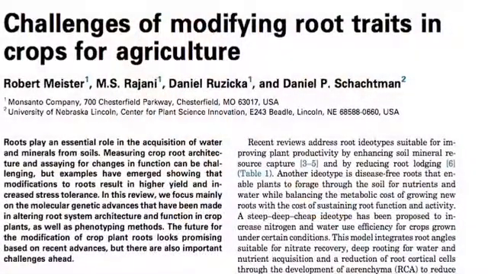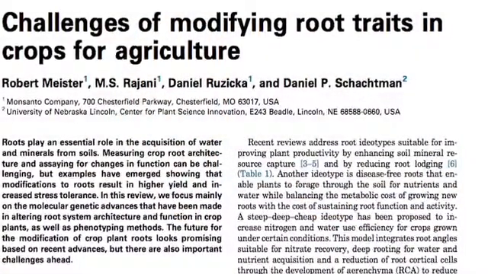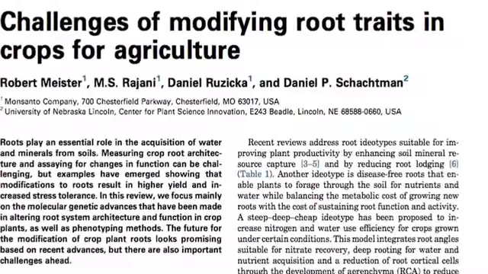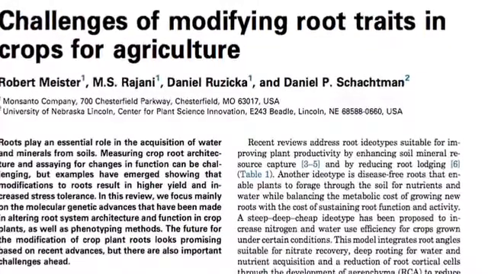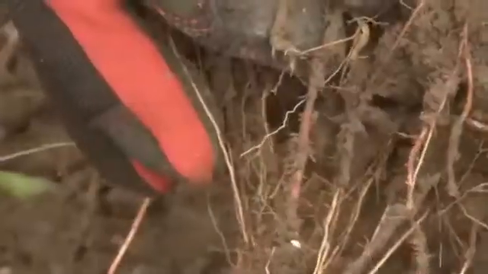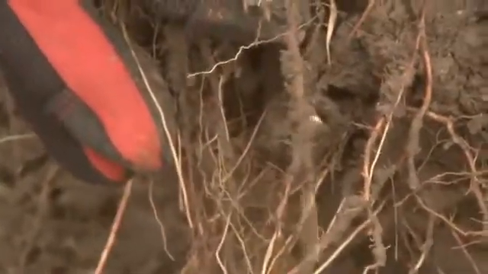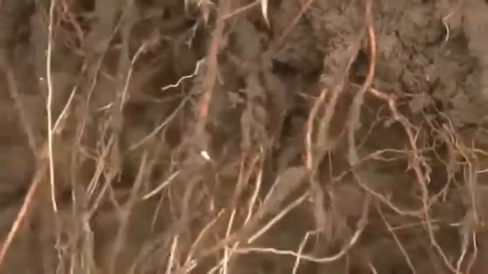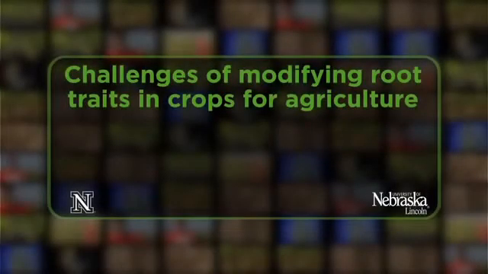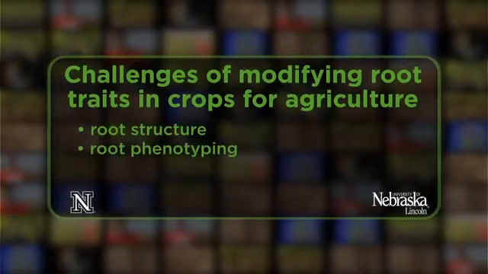I'd like to tell you a little bit about a review article that my colleagues and I wrote recently for Trends in Plant Science. The review is on root structure and function and how roots may be altered using the tools of genetic engineering. The review is broken into 3 different parts, one on root structure, one on root phenotyping, and the third part is on root function.